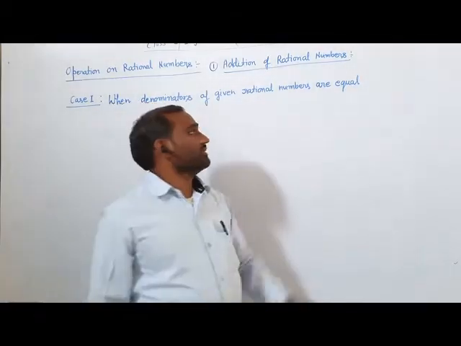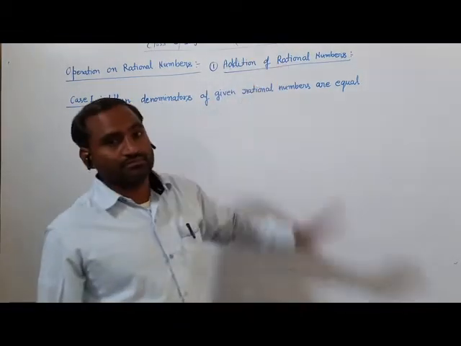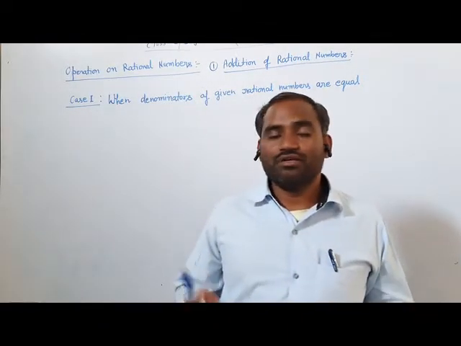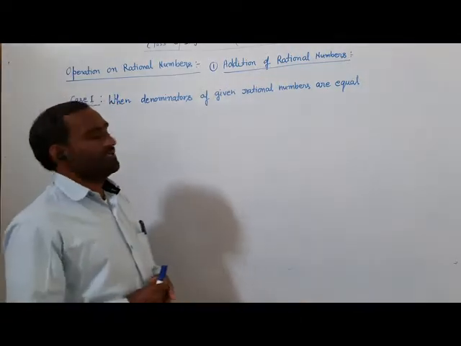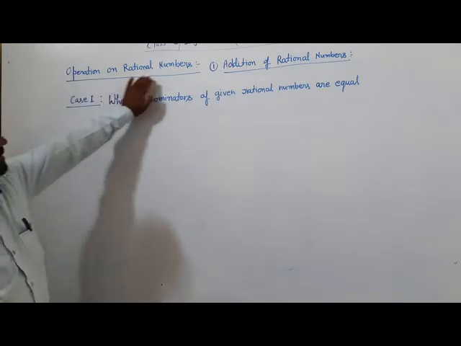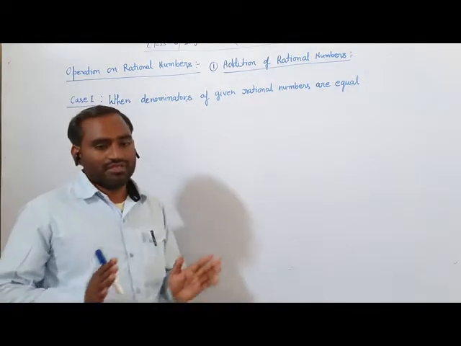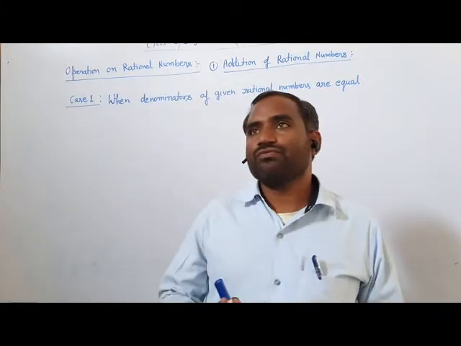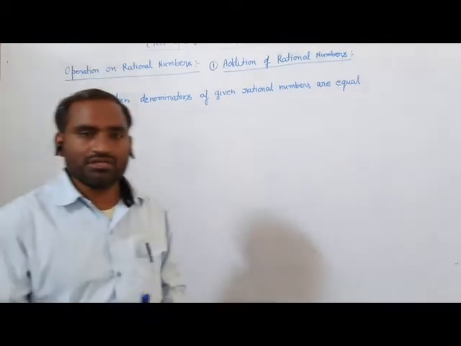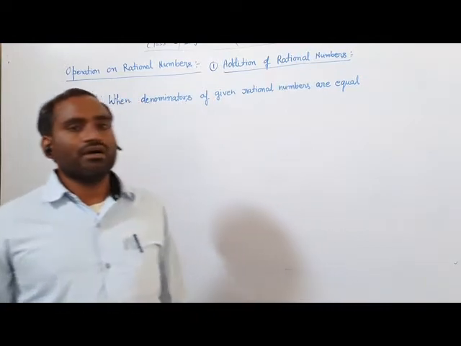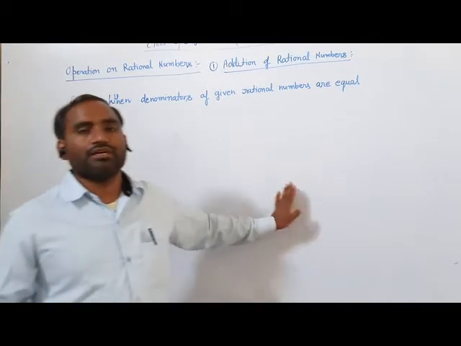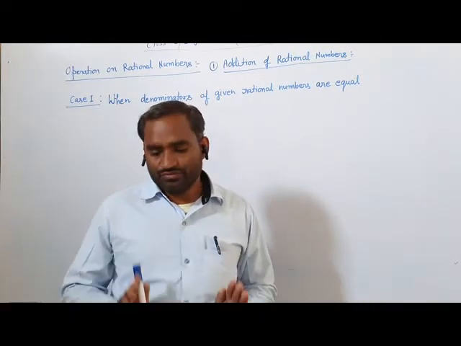So, we are studying rational numbers. In the last video, we learned how to represent a rational number on the number line. Now we have to study operations on rational numbers. Operations means the relations of rational numbers under addition, subtraction, multiplication and division. All of these we have to study.